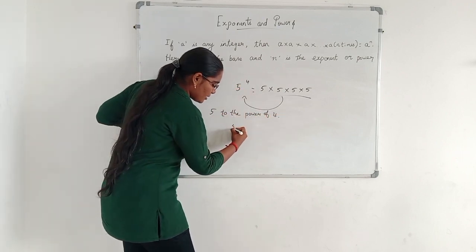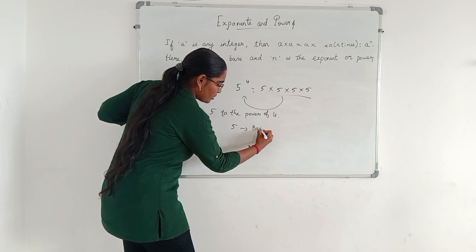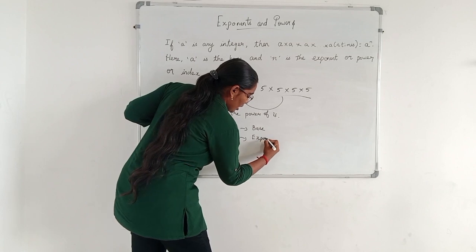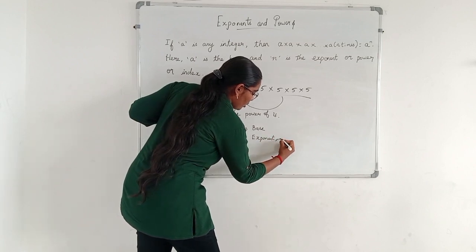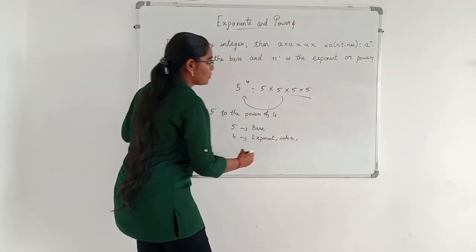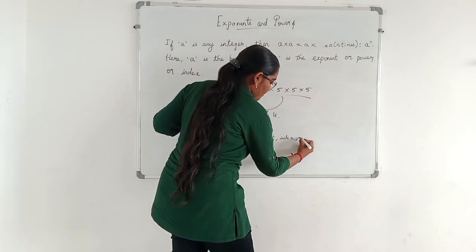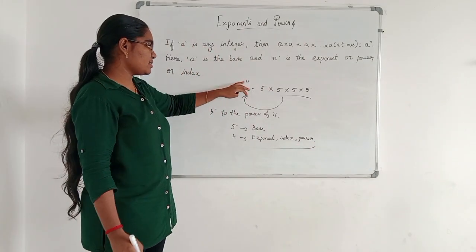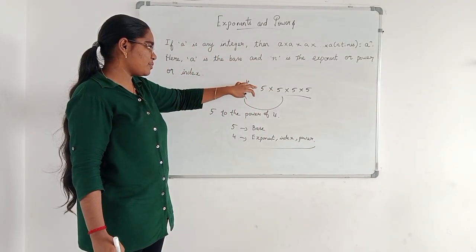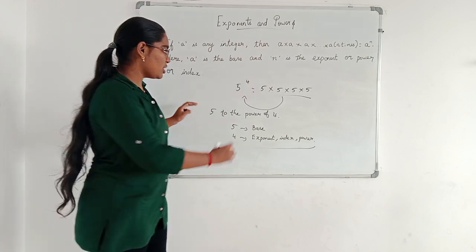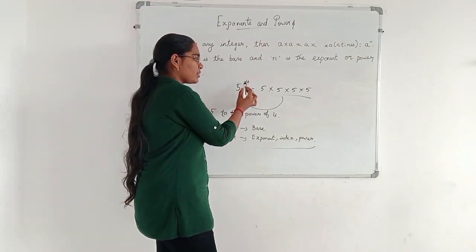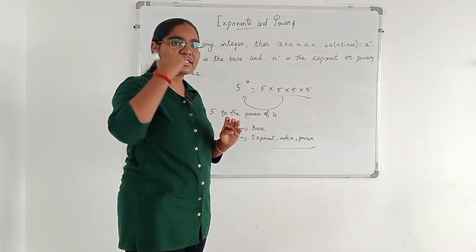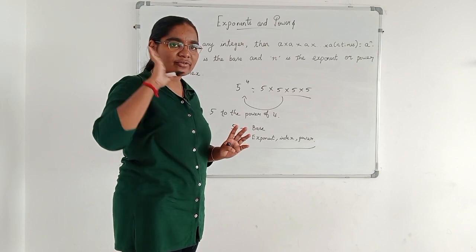Okay, here this 5 is the base and this 4 is the exponent or index or power. So 5 is the base, and this 4 can be called the exponent or index or power. So the meaning of this is, this 5 can be written as 5 into 5 into 5 into 5. That means this 5 is raised 4 times. This 5 is written 4 times.